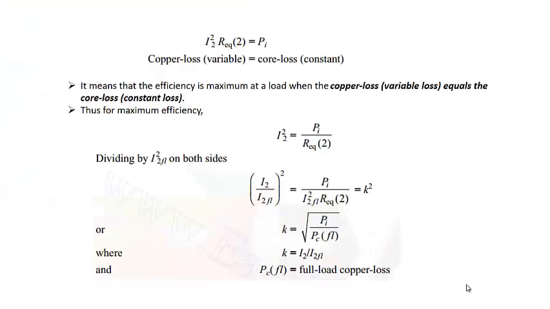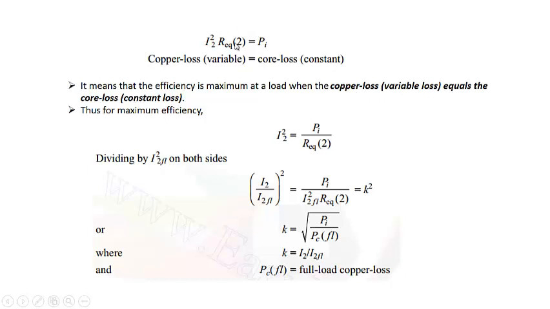In the last lecture, we concluded that in case of the efficiency of the transformer, the maximum efficiency occurs when the variable losses, that is the copper losses, are equal to the constant core losses. In that case, the efficiency of the transformer will be maximum. That means the efficiency is maximum at a load when the copper losses are equal to the core losses.